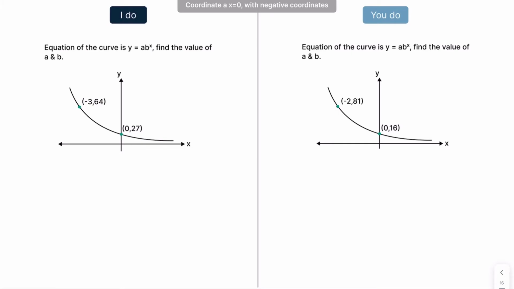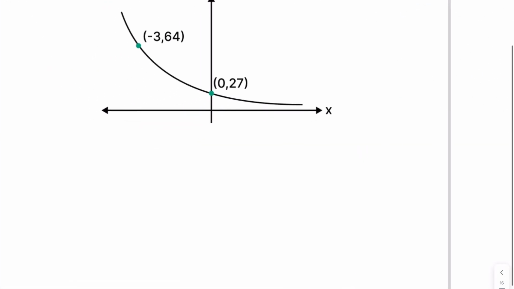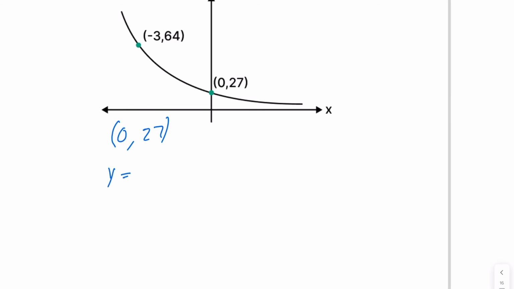Now moving on, we are now going to look at negative values. So it gets a little bit more tricky here, because you need to know your rules of indices. So that's (-3, 64). Well, actually, I'm going to start off with (0, 27), like I said before. It's just that I know as soon as I raise something to the power of 0, it becomes 1, so it just makes my life easier. So substitute the values in. Immediately I found a. Okay, now moving on to this side.